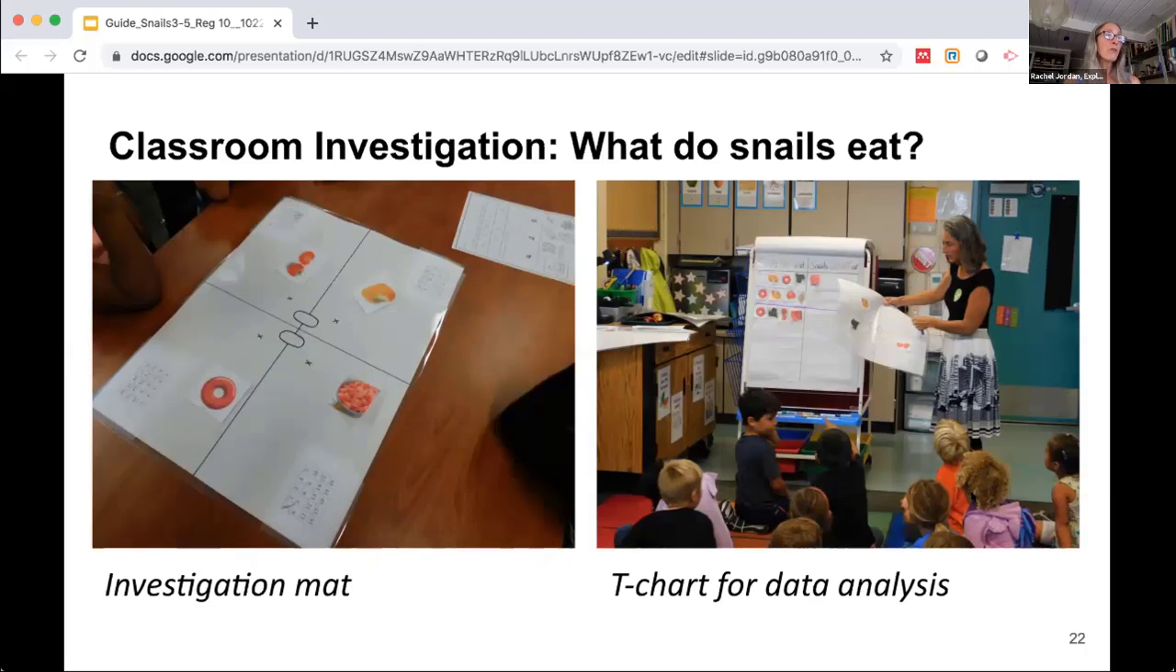And we will share information about where to purchase snails. Yeah, and the idea, especially with older students, is that they don't all have to investigate the same question. There could be different investigations based on different questions that are interesting to the students. And that, again, connects to student engagement and interest.